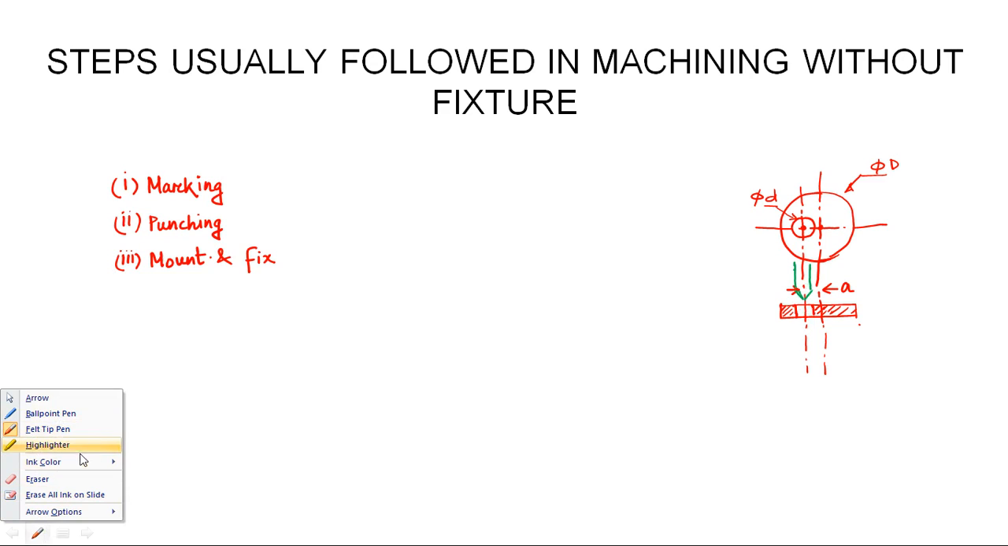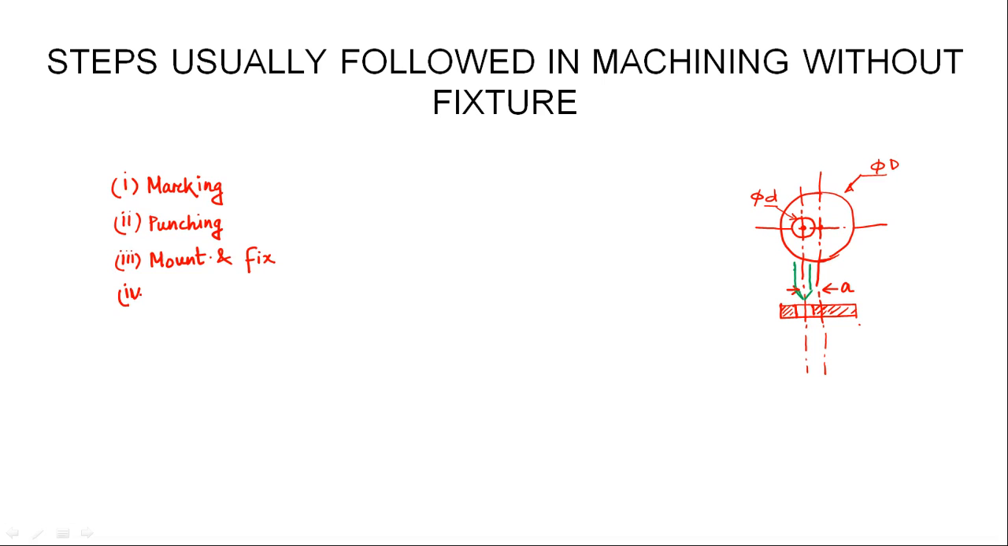Now after doing that, next we have to do the machining work, means we have to make the hole. Now after machining, we have to inspect whether the center point of the hole is at the exact distance from the center point of the disc or not. Means we have to check whether the distance from the center point of the hole to the center point of the disc is A or not. That means we have to go for the inspection.